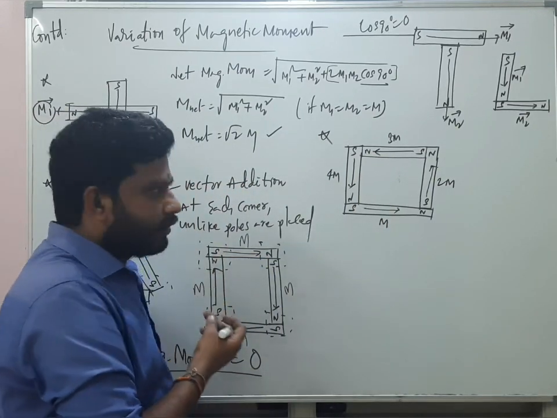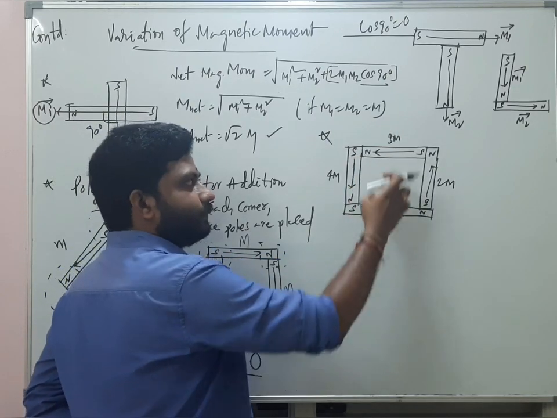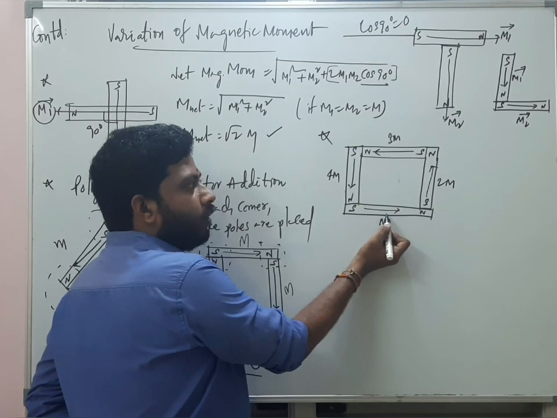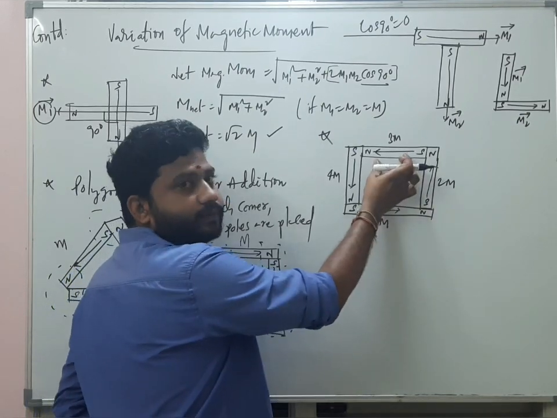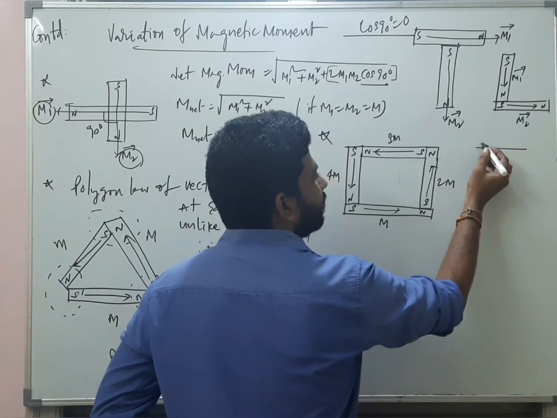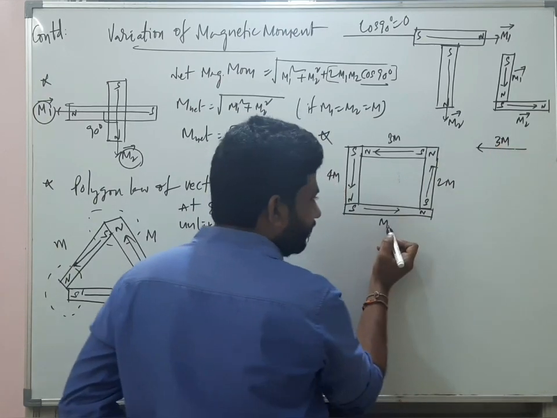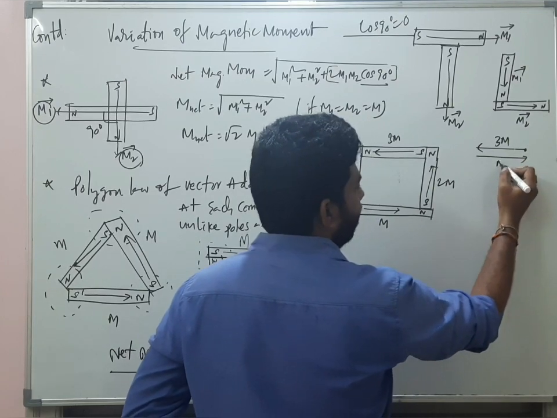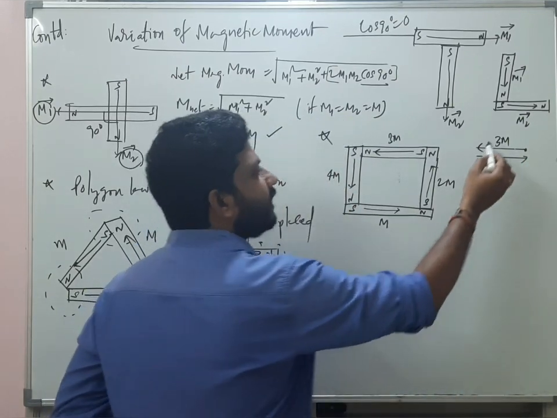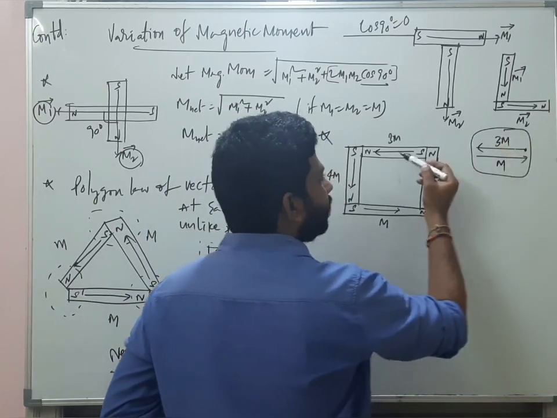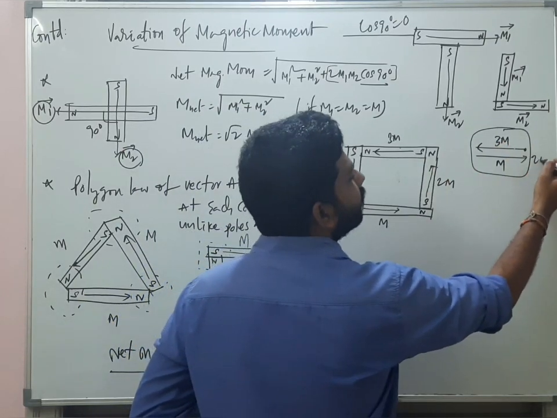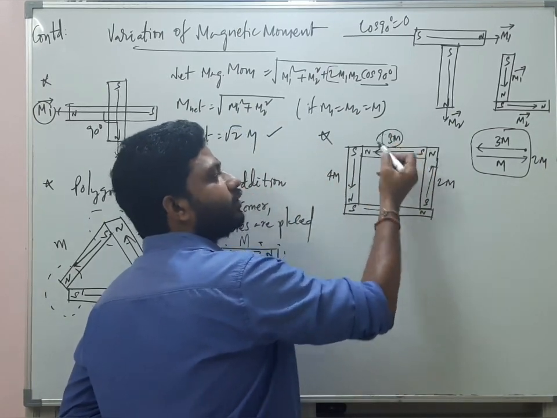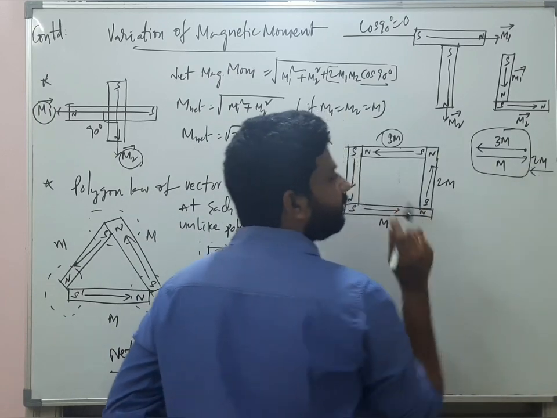Now, concentrate on these two. Understand? So this is a vector and this is a vector. You can draw this duplicate vector here. This is 3M, and this duplicate vector I can draw here. It's M. So what is the net magnetic moment of these two? The net magnetic moment of these two will be 2M. 2M will be in which direction? 2M will be in this direction because its magnitude is more, and your 2M direction will be like this.